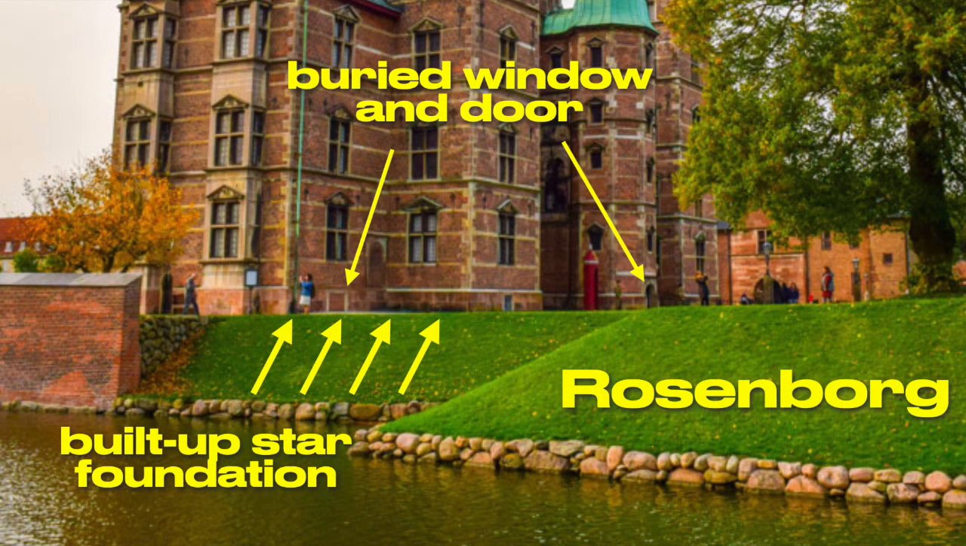Rosenborg's website tells us the moat was dug in 1613, so this is likely the time the star-shaped fortifications were built up. The website also tells us that the moat was aesthetic and served no defensive purpose, so it must have been built for another reason.